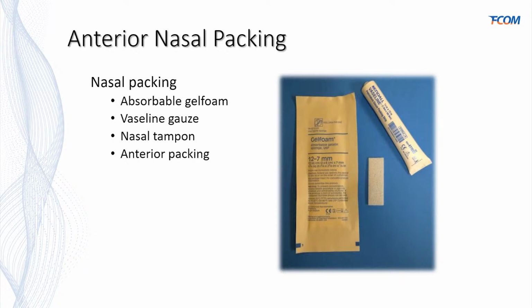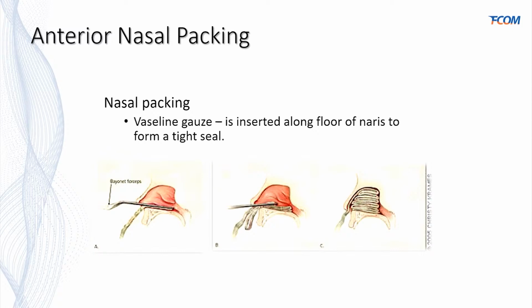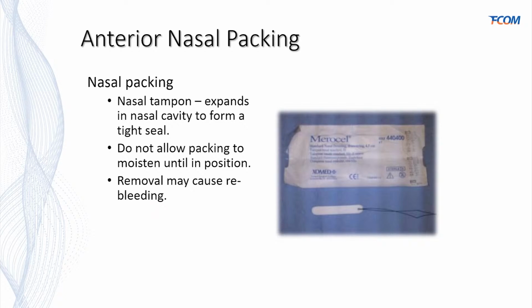Other things that you can do, if bleeding persists, is to pack the nose. You can use Vaseline gauze, gelfoam, nasal tampons, or fibrillar. When packing with Vaseline gauze, basically you want to tightly squeeze in the Vaseline gauze so it adds pressure and stops the bleeding. When using nasal tampons, do not allow the packing to moisten until it's in position, as this will force it to expand. One of the downsides of these Merocel or nasal packings is that when you remove them, they may sometimes cause some rebleeding.